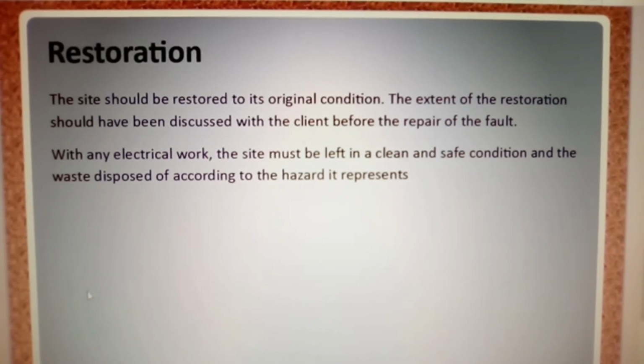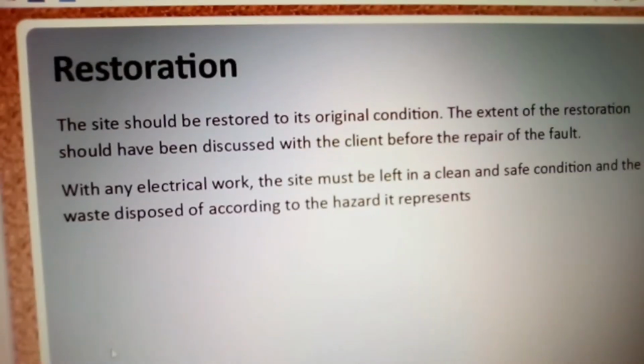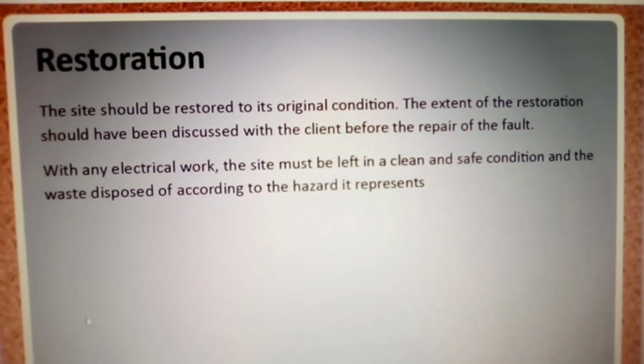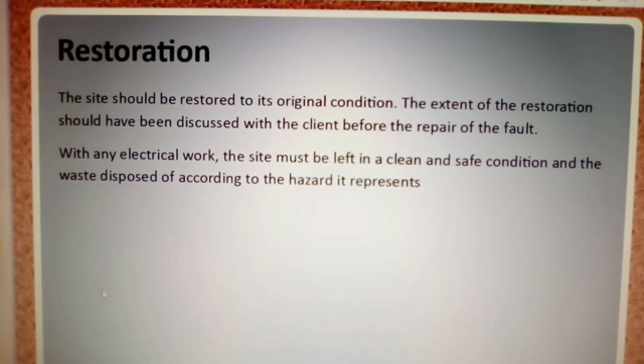Okay, restoration. Here we're just telling you that the site should be restored as it was when you found it, and should be put back as near as possible to the same.